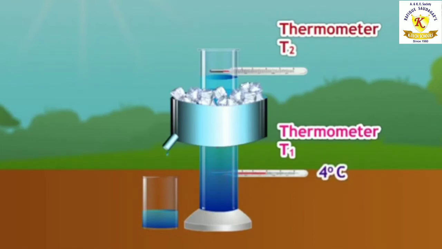When the temperature of water starts decreasing below 4 degrees Celsius, its volume increases and density decreases. Therefore, it moves in the upward direction. The temperature of water in the upper part, that is T2, therefore decreases rapidly to 0 degrees. The temperature of water in the lower part, however, remains at 4 degrees Celsius for some time and then decreases slowly to 0 degrees Celsius.